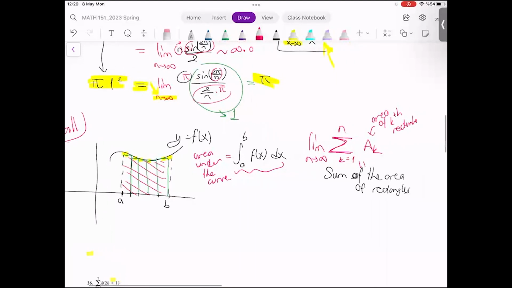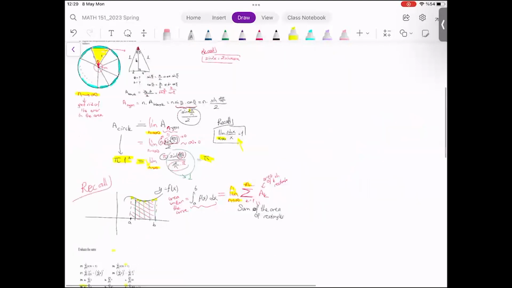Okay, so I was just saying that if you send the number of rectangles to infinity, only then you can put the equality sign here. Area under the curve is the same as the definite integral, and it is the same as the sum of the areas of all those rectangles when the number of rectangles is sent to infinity. Okay, so I think now you can see the similarity.